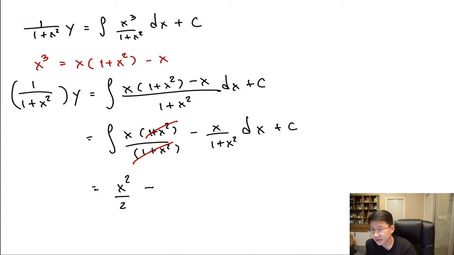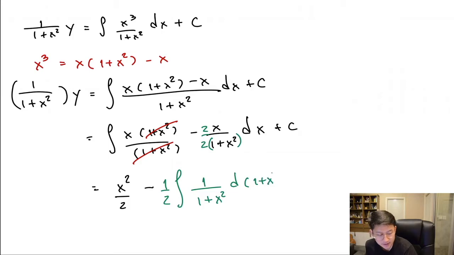well, can I do this? Can I multiply this by 2 and divide it by 2? Okay? I multiply it by 2 and then I divide it by 2. That would be 1/2 the integral of 1 over (1 plus x squared) d(1 plus x squared) plus c.